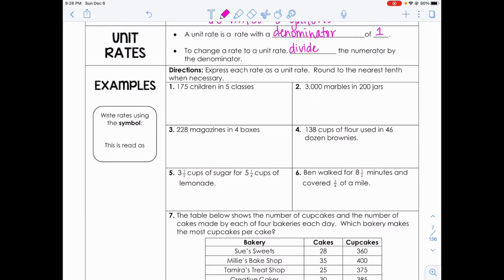So before we get started, we have to talk about when you write a rate, you use the slash symbol, and it is read as per.